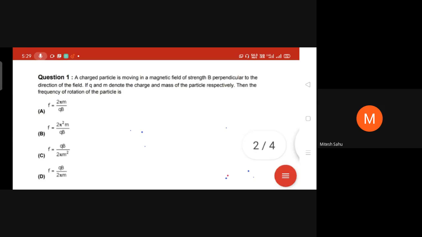Whenever they have mentioned that the magnetic field is perpendicular, the particle is moving in the direction perpendicular to that of the magnetic field. So theta is 90, and when theta is 90, the force experienced by a charged particle moving in any magnetic field is maximum. That maximum force is given by the expression QVB. The general expression is QVB sine theta, but here theta is 90, so it's QVB. And this maximum force provides the centripetal force.